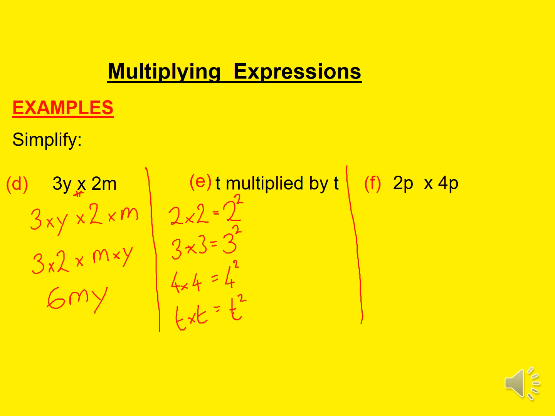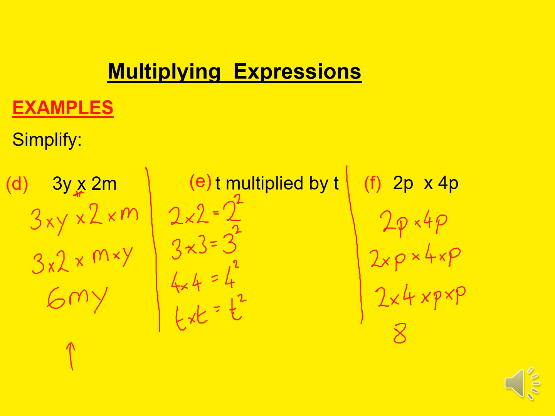So we've got 2p times 4p. Thinking back to what we did over here, we're going to write it out in full. So 2 times p times 4 times p. And then from there, we're going to mix up the order to make it easier to do. So we're going to change the order to put numbers first. So 2 times 4, and then we've got times p times p. So the first thing we can do is 2 times 4. That gives us 8.